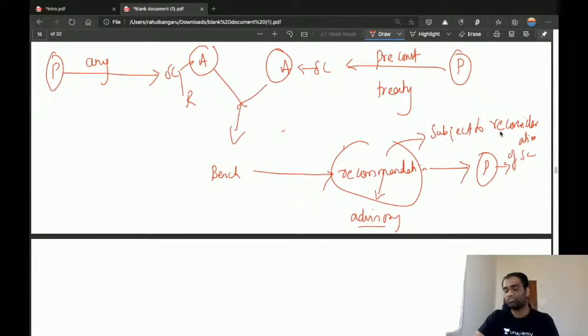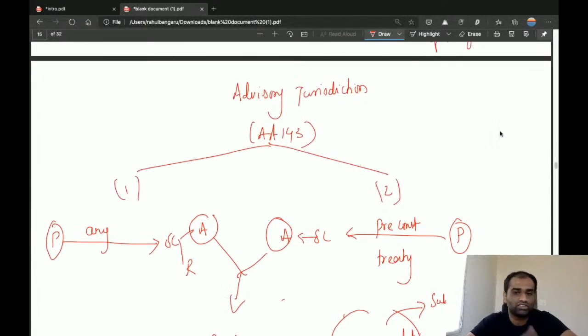Okay, this recommendation given by the Supreme Court on any particular matter to the President of India is not subject to reconsideration of the Supreme Court. So this is advisory jurisdiction, everyone. Now there are two clauses within advisory jurisdiction: one is clause 1, another one is clause 2.